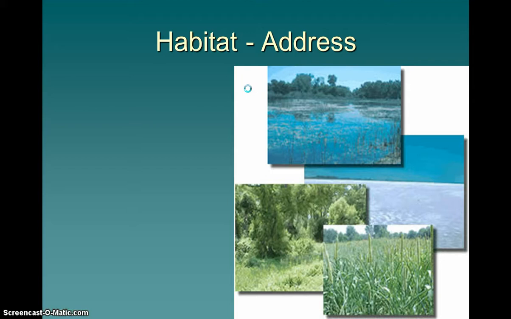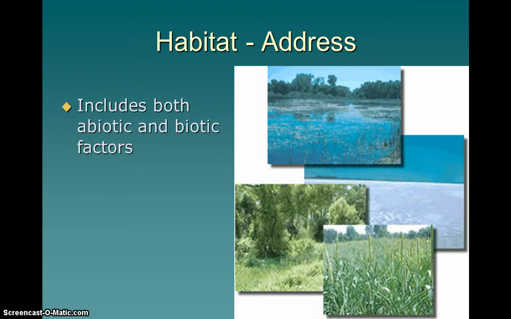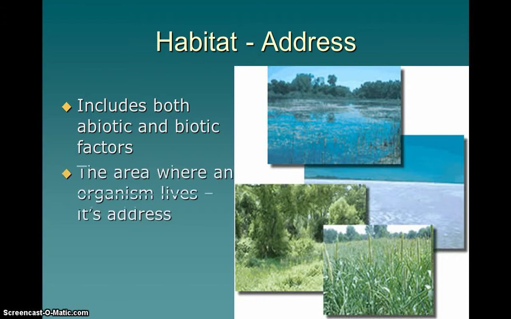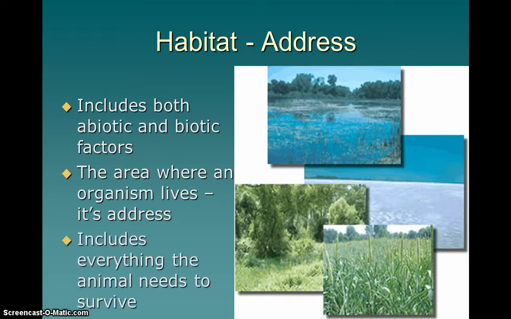Okay, habitat and niche is going to be actually 14.1. So you can get 14.1, and here is the definition for habitat. Habitat is going to be the address. It's going to include both abiotic and biotic factors, and it's going to be an area where organisms live. That's going to be its address, like your address where you live. And it includes everything that animals need to survive.